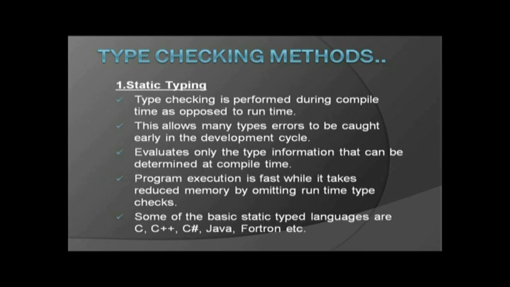Static type checkers evaluate only the type information that can be determined at compile time. Program execution may also be faster or take reduced memory by omitting runtime checks and enabling other optimizations. Some of the most commonly statically type checked languages include C, C++, C#, Fortran, Java, etc.